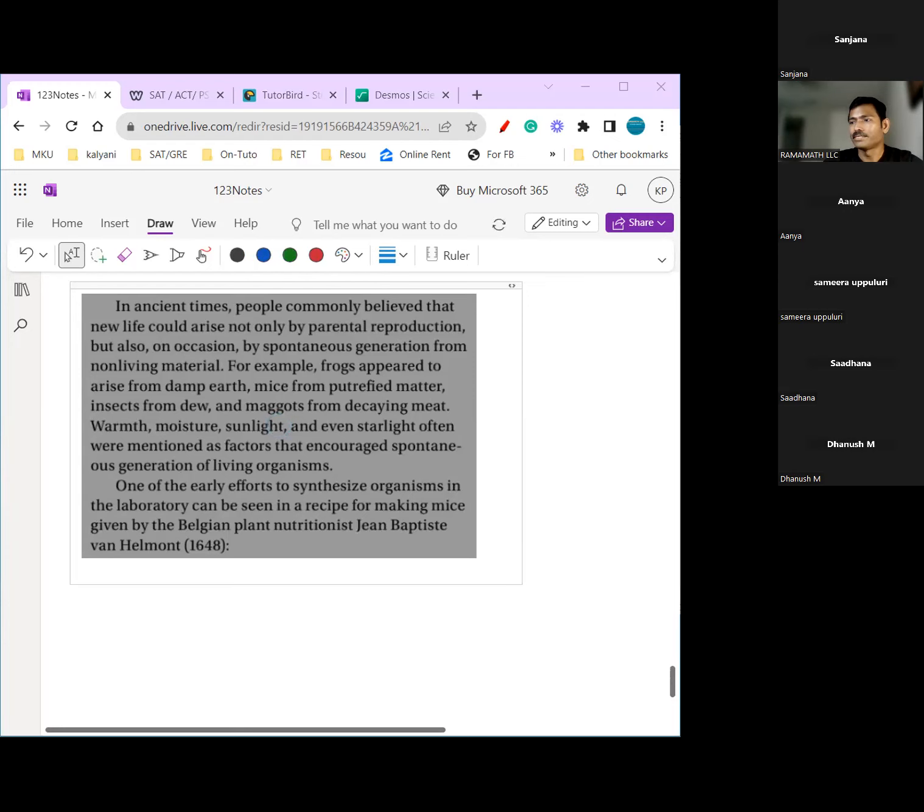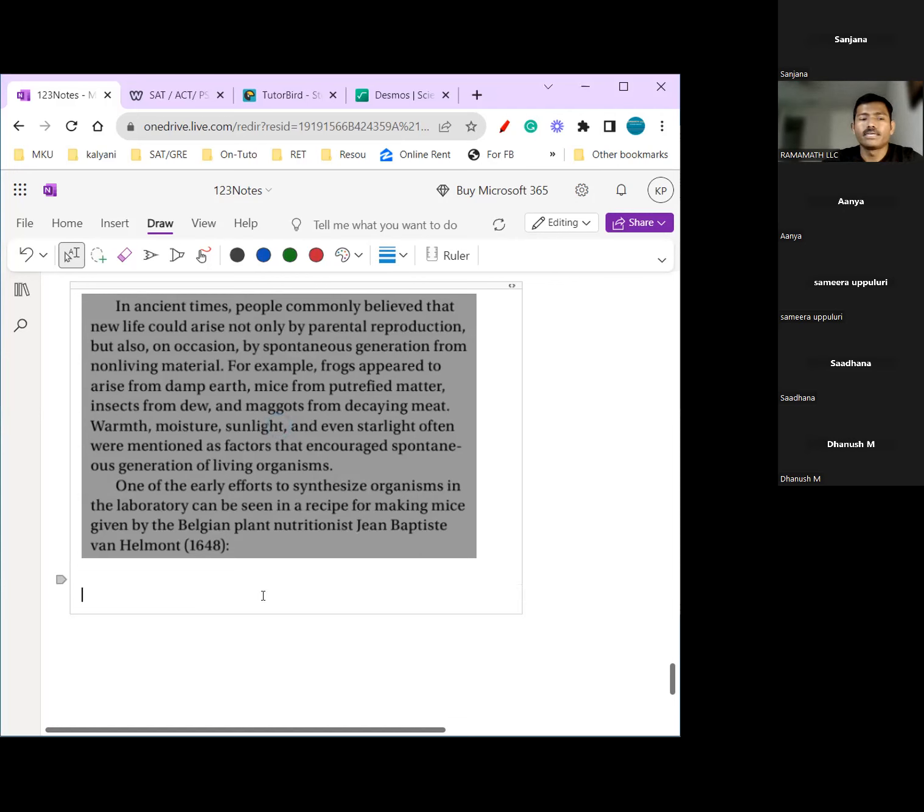In ancient times, people commonly believed that new life could arise not only by parental reproduction, but also on occasion by spontaneous generation from non-living material. For example, frogs appeared to arise from damp earth, mice from putrefied matter, insects from dew, and maggots from decaying meat. Warmth, moisture, sunlight, and even starlight often were mentioned as factors that encourage spontaneous generation of living organisms.